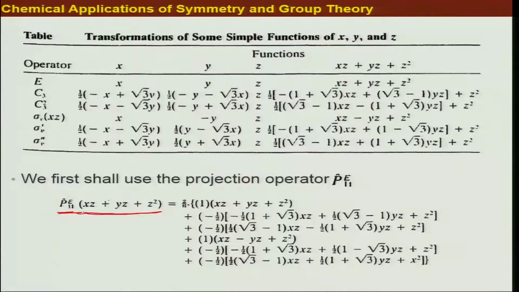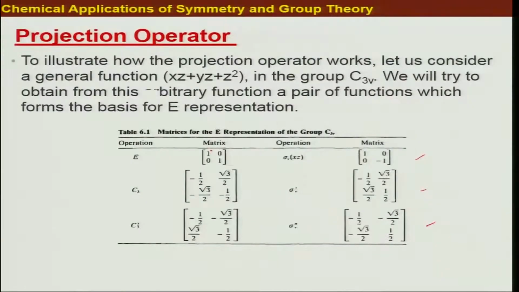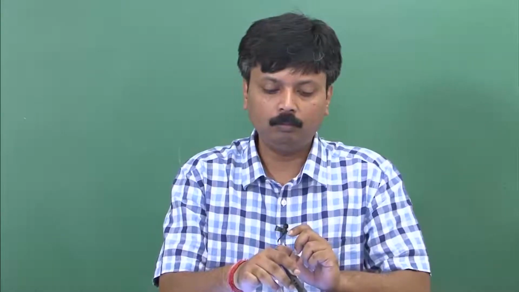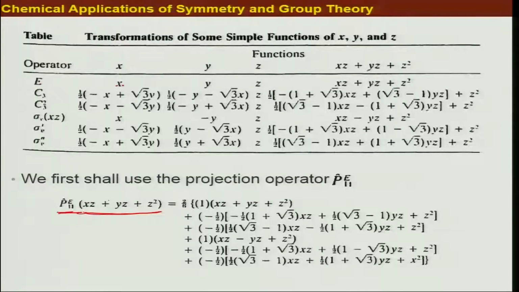So the factor 1/h is common for all, and then you have the selected matrix element. Here you see the first term is for the identity operation, so here we have the term 1. If you quickly go back, you will see the 1 1 element of the operation E is 1. Then you need to know how this identity operation changes the function. E doesn't do anything, so x remains x, y remains y, z remains z, and overall the function xz plus yz plus z square remains as such.